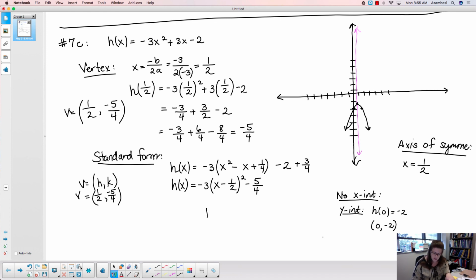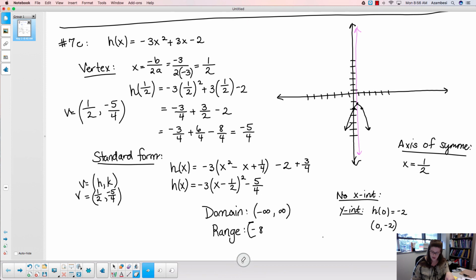Other parts, domain and range. Domain for a quadratic is all real numbers. Range is based on your vertex point. So the highest point this one achieves is -5/4, and it goes all the way from -infinity. Let me try that again. -infinity to -5/4, and it's inclusive.